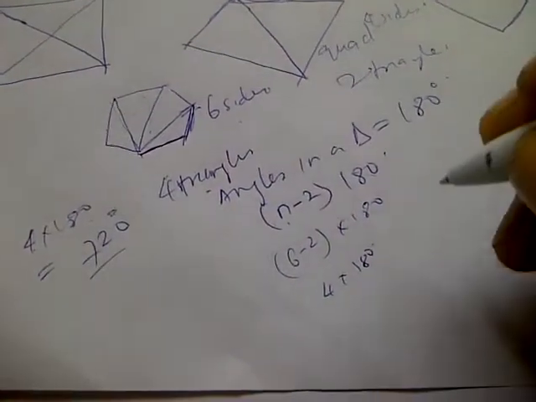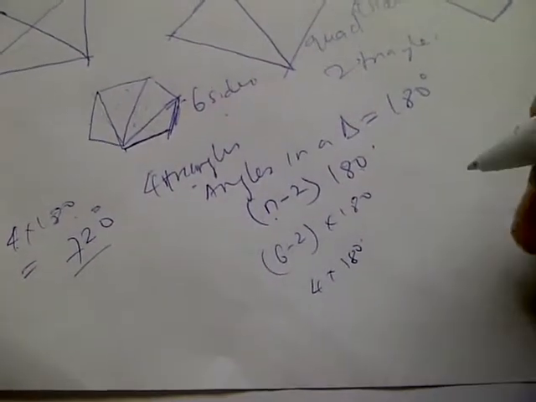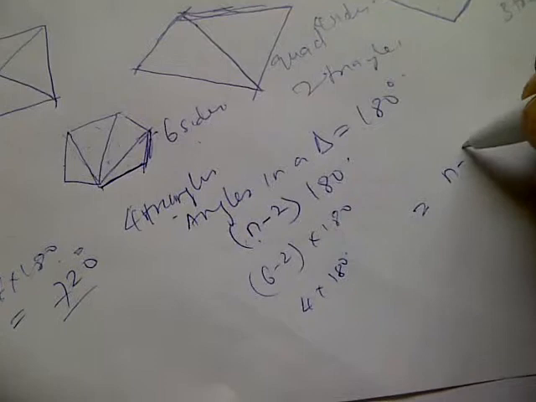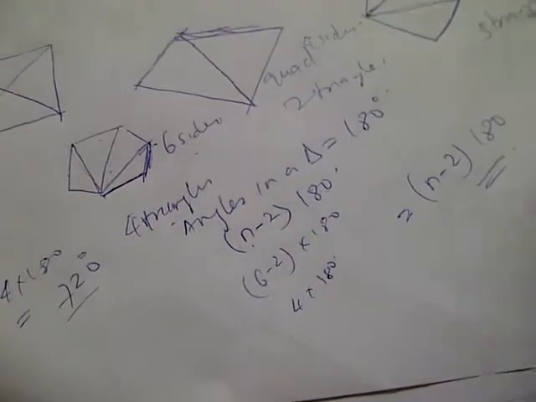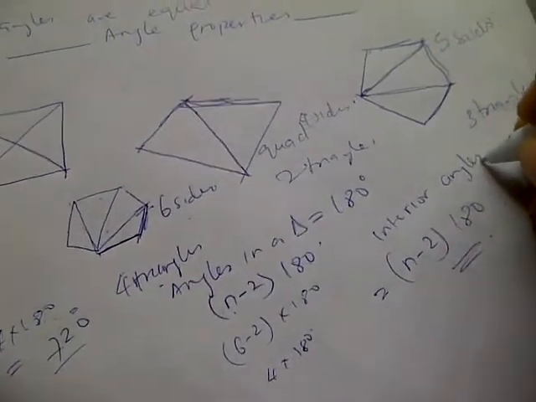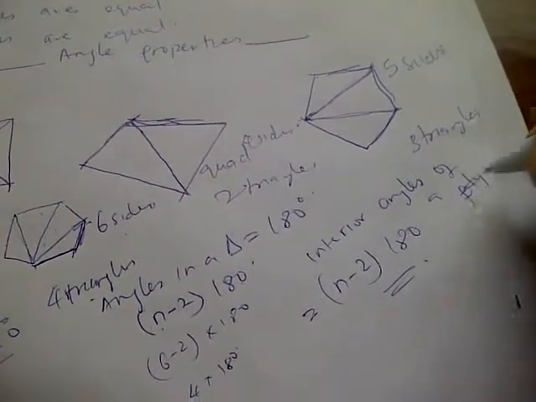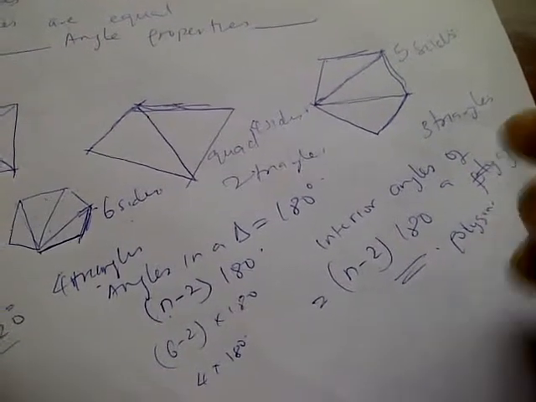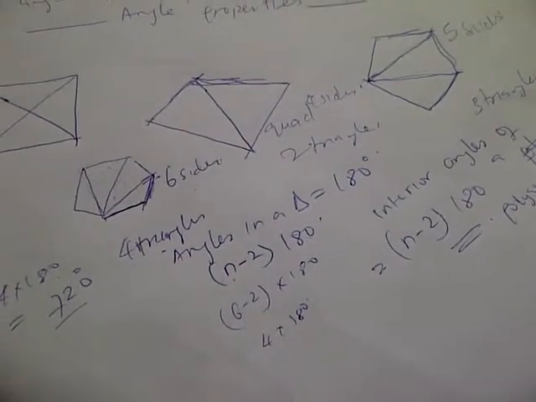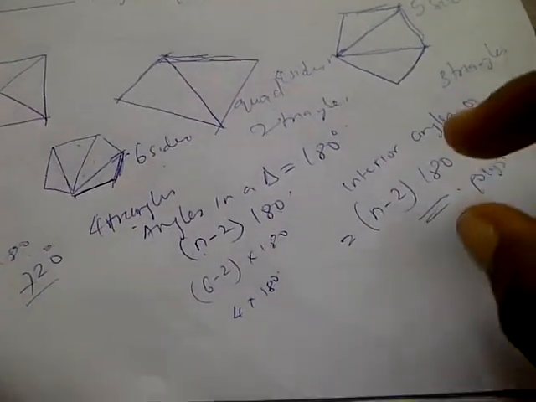Whatever type of polygon you're given and you're asked to calculate the interior angles, you just know that it's n minus 2 times 180. That's the sum of the interior angles of a polygon, the total angle inside the polygon.